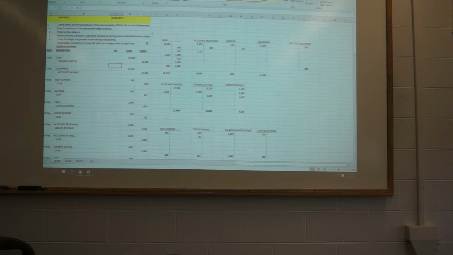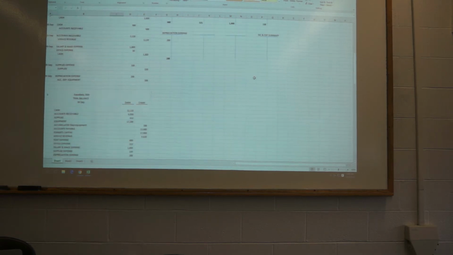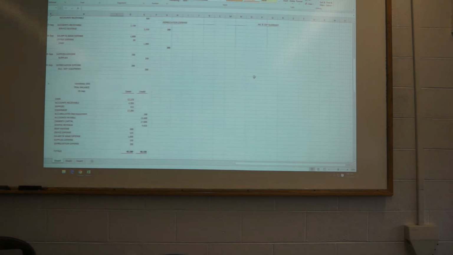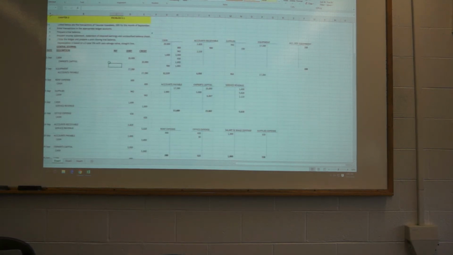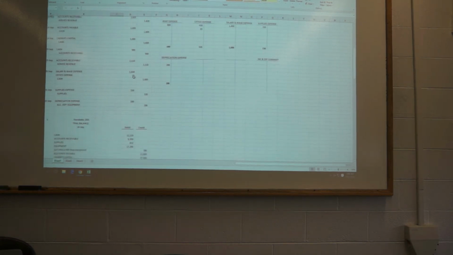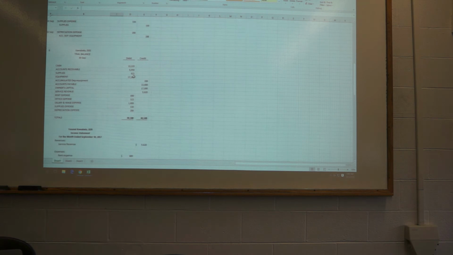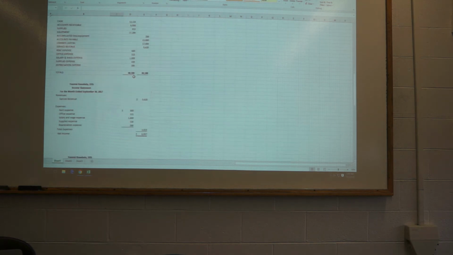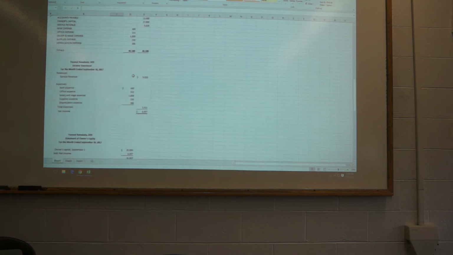So for problem 3.1, they give you the transactions. You're supposed to post them to the ledger and then prepare the trial balance. That should be really good review. And then close the ledger and prepare the statements and then close the ledger and do the post-closing. So this is just practice on going through the accounting process. So you have your trial balance, you prepare your income statement based on that.